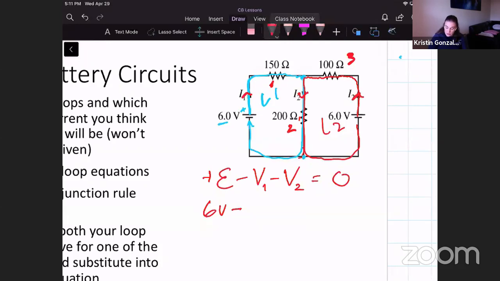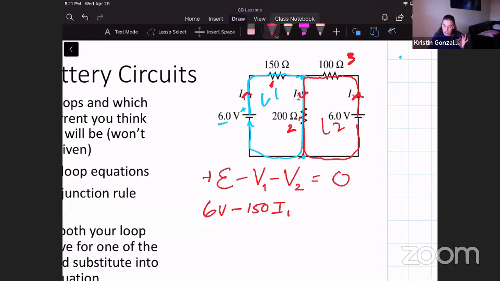So if we go around and the current's traveling through here, we can say that this is I1 times 150. Okay, and I keep going down through that middle branch. That's another potential difference drop across there, and we're calling that current 2, right?